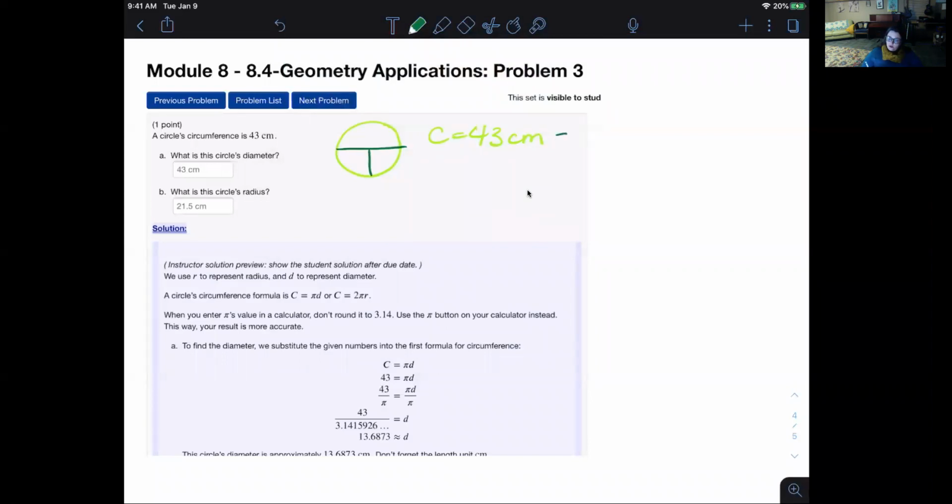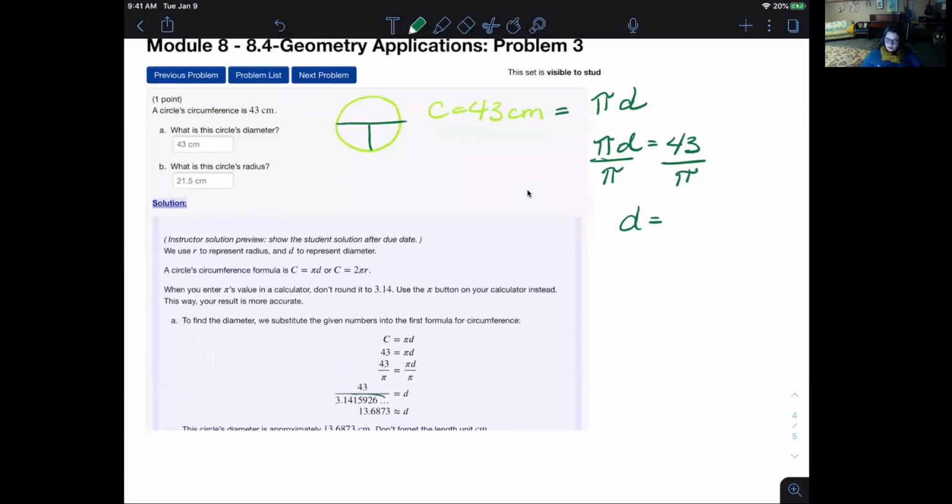So since we know the circumference is equal to pi times the diameter, if I say that pi times the diameter is equal to 43, then all I have to do to get diameter by itself is divide both sides by pi. So the diameter is going to be 43 divided by pi, and on your calculator, I would use the pi button. So that's the worked out instruction there. But on my calculator, I have a pi button. So I go 43 divided by pi. And I'm going to get this answer here, about 13.687.